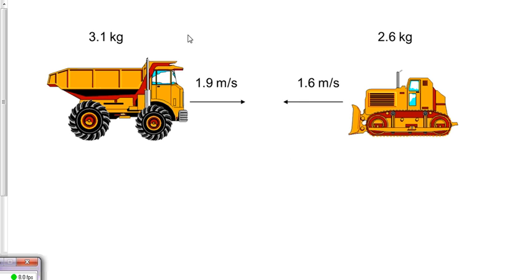Well, momentum by definition, we give it the letter P, is mass times velocity. And remember, velocity is a vector, so positives and negatives do matter. This one here is a negative 1.6 meters per second because it is going to the left or west, and this one is a positive 1.9.